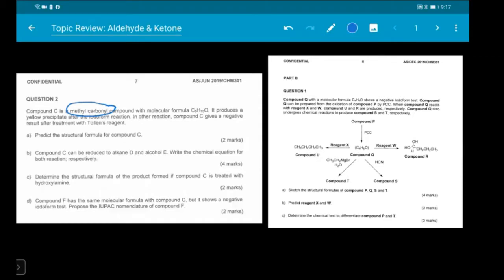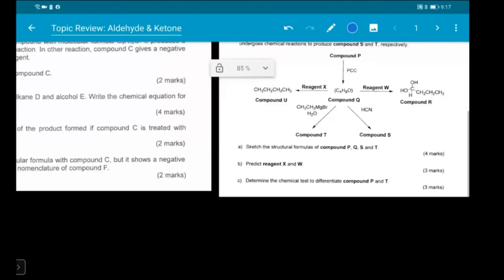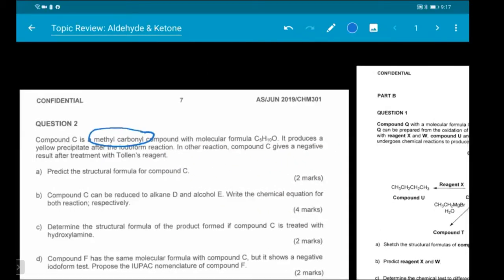Methyl carbonyl means that it is a C double bond O which attached to a methyl group. So basically we can assume that sebelah lagi ni sama ada terikat dengan H ataupun terikat dengan another alkyl group. Okay, ini adalah hint pertama. Soalan ini adalah berdasarkan aldehyde dengan ketone.